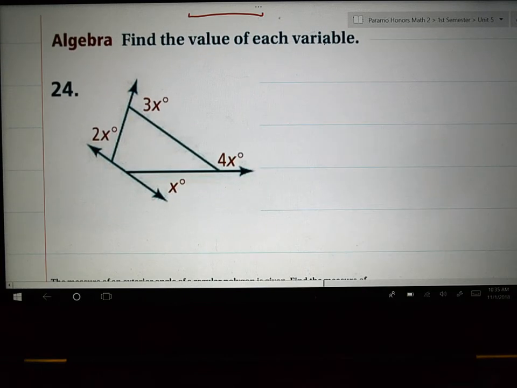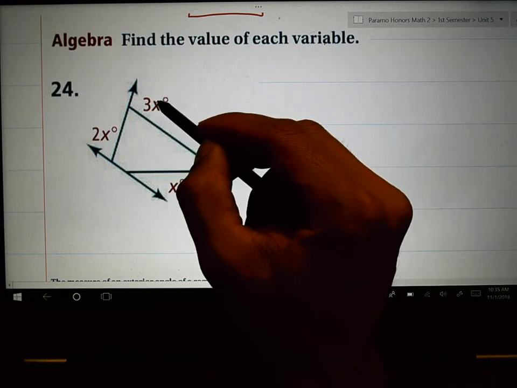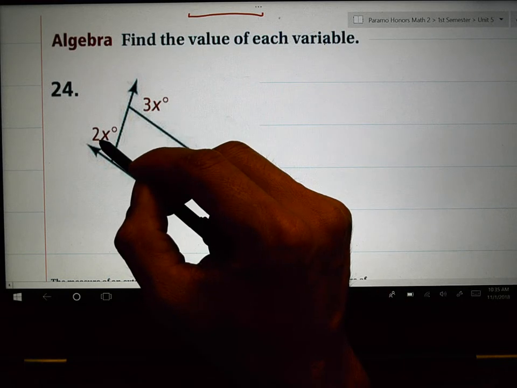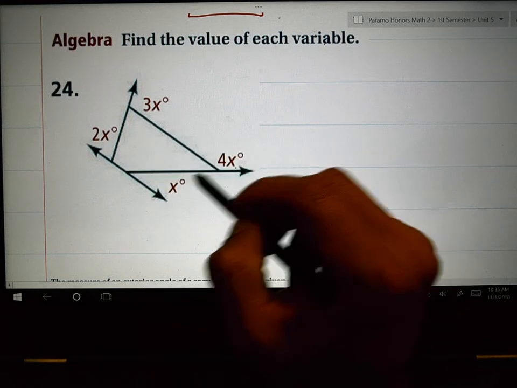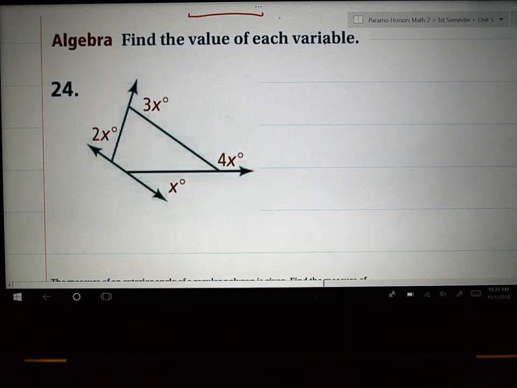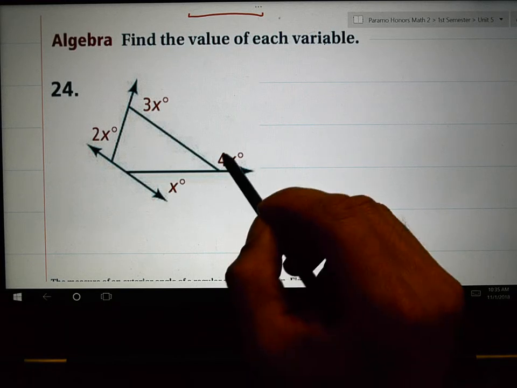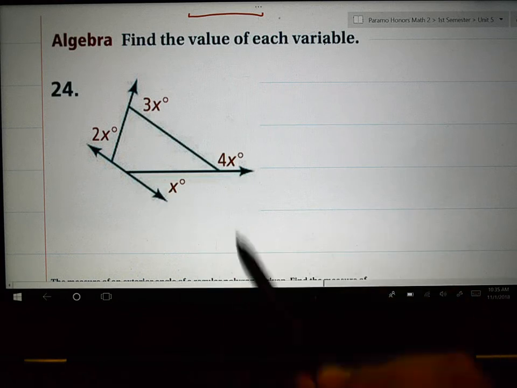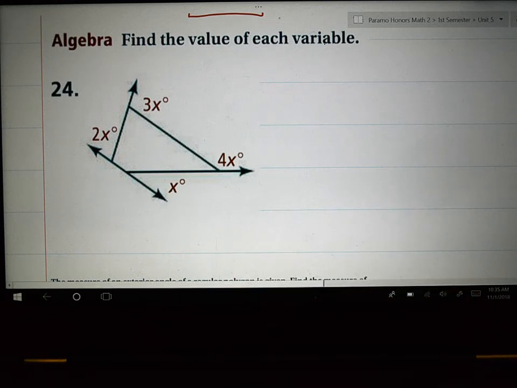24 says, find the value of each variable. This is an exterior angle. This is an exterior angle. This is an exterior angle. This is an exterior angle. There's one exterior angle at every vertex. The sum of the exterior angles, doesn't matter how many sides it is, one at each vertex, means that all of these should add up to what number? Say it out loud. Wonderful.